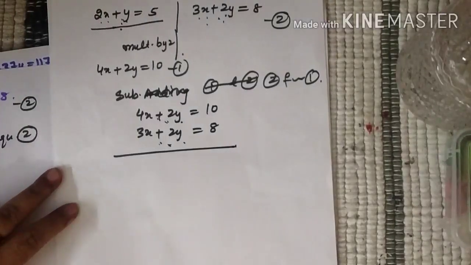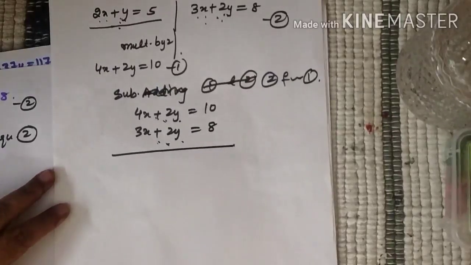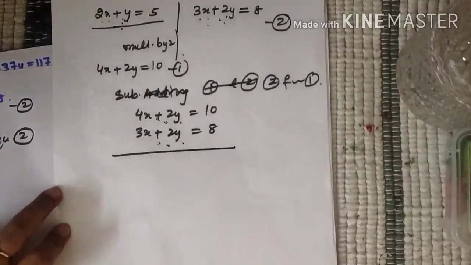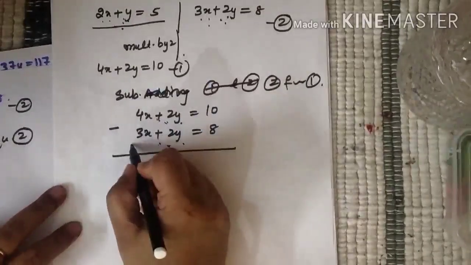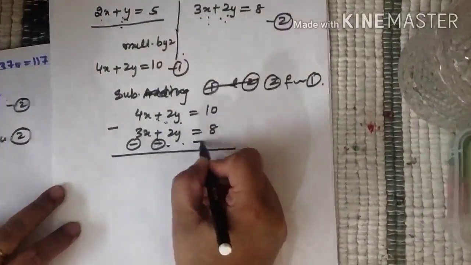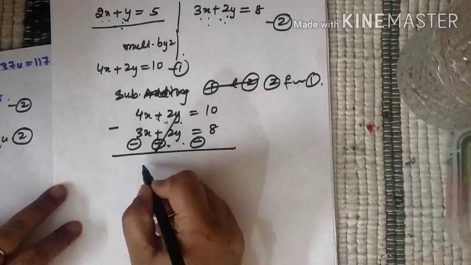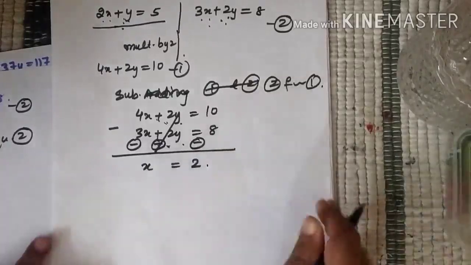You need not write that, because subtracting this from this is at times confusing. So you can simply write subtracting the equations. Put the sign here, change the signs. This goes away. I have x is equal to 2.